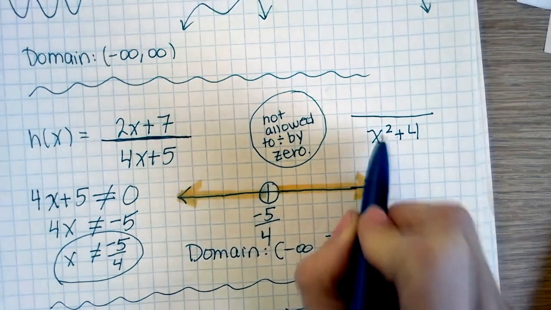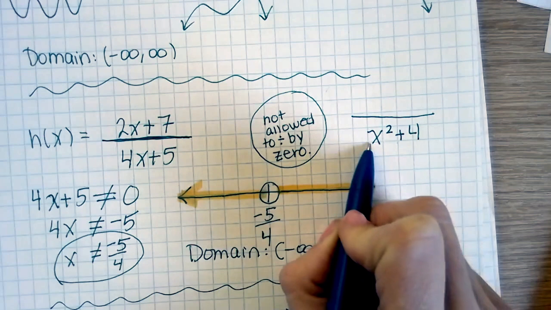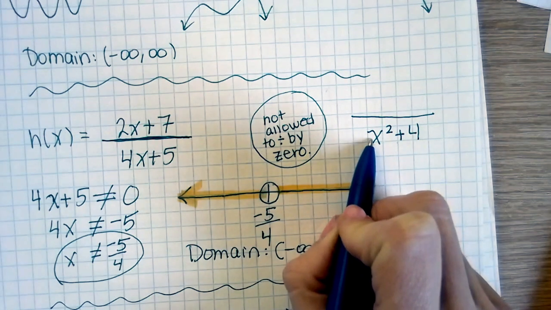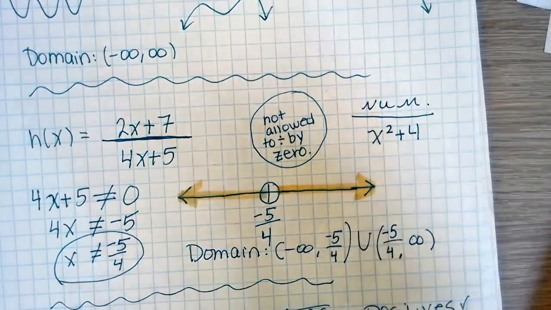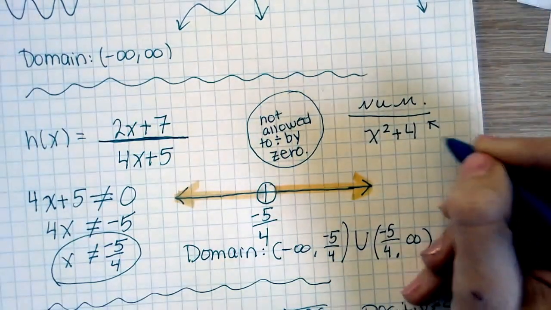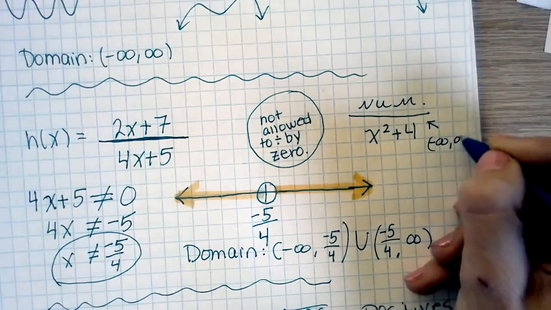So what would the domain be? There's no number that will cause me problems. Negative infinity to positive infinity. This will never have a 0 on bottom. No matter what the numerator is, you'll never get a 0 in your denominator. So your domain is negative infinity to infinity.